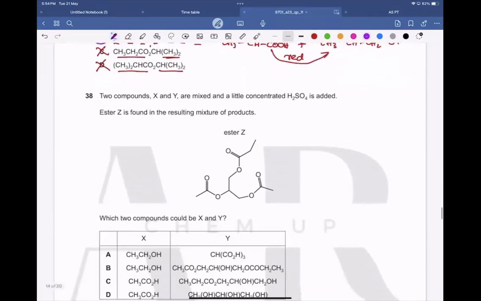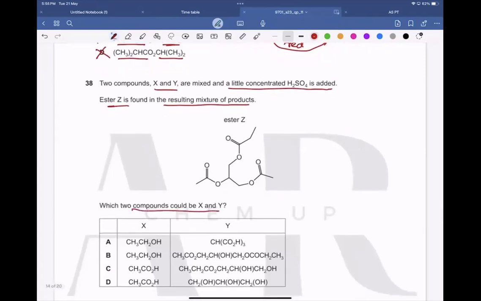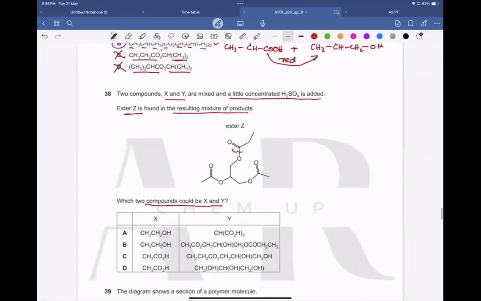Now question number 38. Two compounds X and Y are mixed with a little concentrated sulfuric acid. Ester Z is formed and the resulting mixture of the product. Okay, that is ester Z. Which two compounds could be X and Y? So just break from the ester bond.